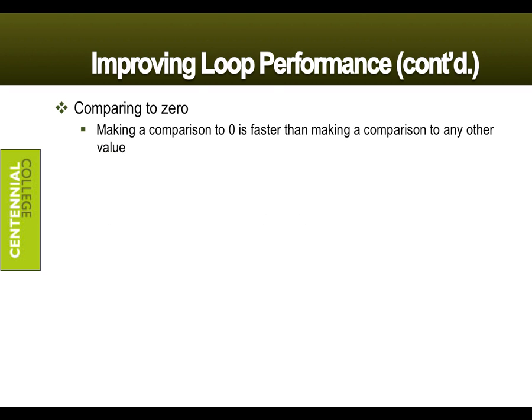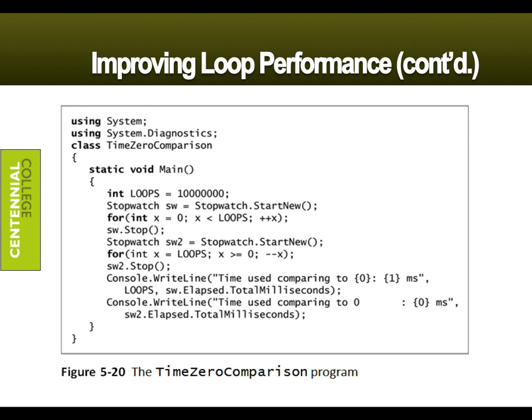Because loops is where we lose a lot of efficiency. And the other one is this: comparing things to 0 is way faster than making a comparison to any other value. That's just the way loops work. Let's check that out. So here's a loop, and I got a couple of loops here. The first one says for int x is equal to 0, and then I'm going to check to see if x is less than this 10 million number. I'm checking to see if x is less than 10 million.